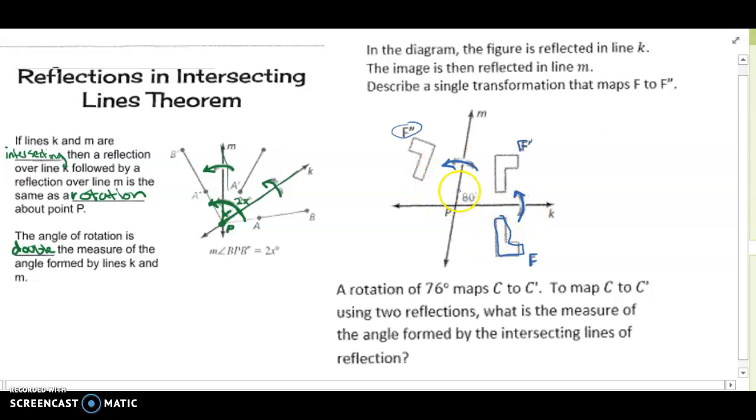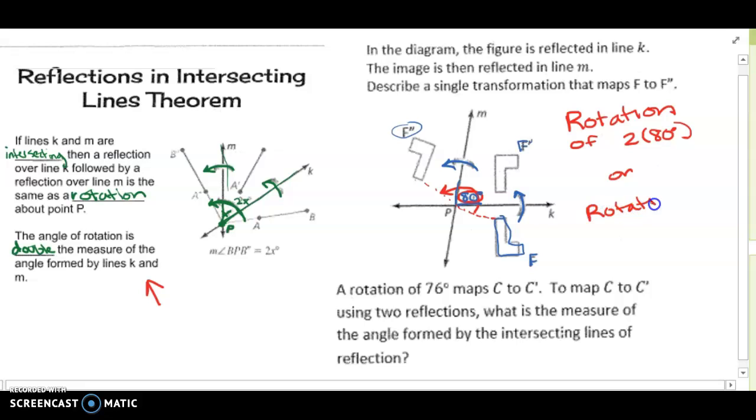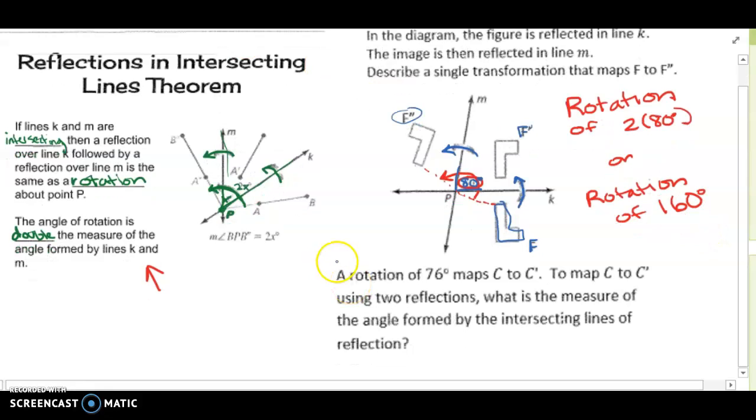So when we reflect it over these two lines, it gives us that these two lines intersect at an 80-degree angle. Okay, well this theorem right here tells us that if we reflect it over two lines that intersect, it's the same thing as a rotation. Okay, and that rotation, so if I were to draw from here to here, is going to be double the measure of the angle formed by the intersecting lines. So a rotation of 2 times 80 degrees, or a rotation of 160 degrees.